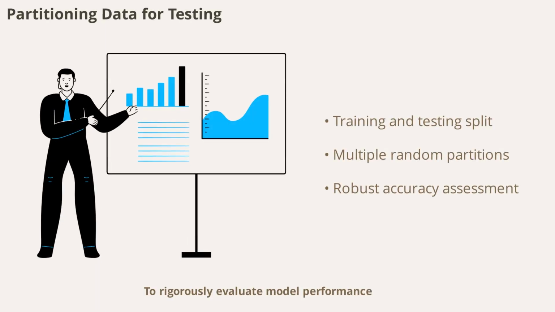To rigorously evaluate model performance, occurrence records were randomly split into training and testing sets. Typically 70% of the data were used to train the model, while the remaining 30% were reserved for testing. This approach allowed researchers to assess how well the models predicted new, unseen occurrences, providing a robust measure of predictive accuracy. Multiple random partitions were used to ensure that results were not dependent on a single split.